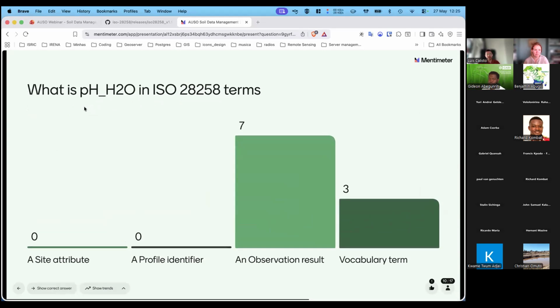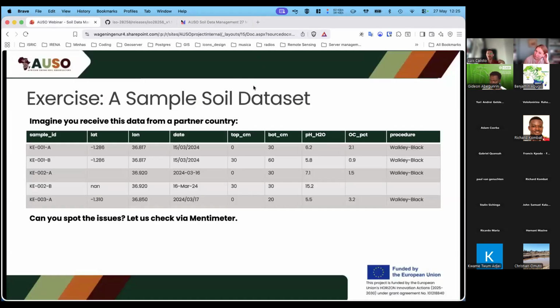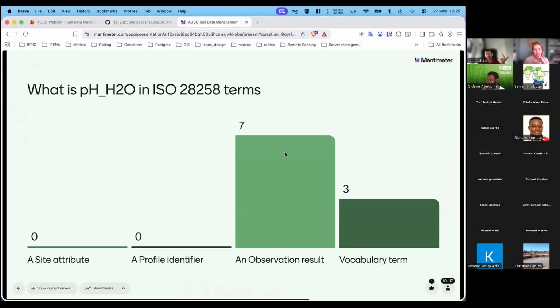Yeah, okay, good. So it's an observation. Why? I understand that this pH water column represents an observation. Because it's pH, the property. The procedure is measured in water. And the unit in this case is unitless; you can also use unitless for pH values. I understand the ones who selected vocab.